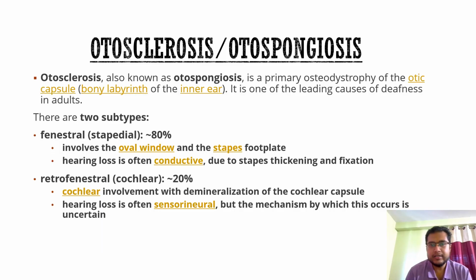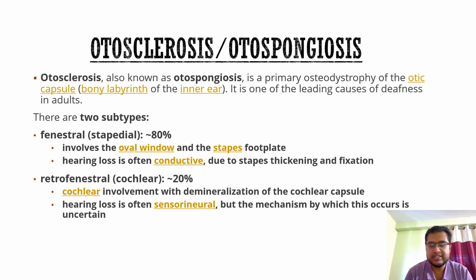So what exactly is otosclerosis or otospongiosis? It's a primary osteodystrophy of the otic capsule or the bony labyrinth of the inner ear, and is one of the leading causes of deafness in adults. It has two major subtypes, that is fenestral or stapedial and retrofenestral or cochlear.